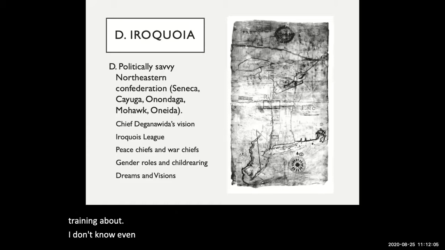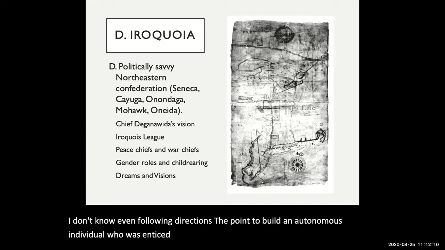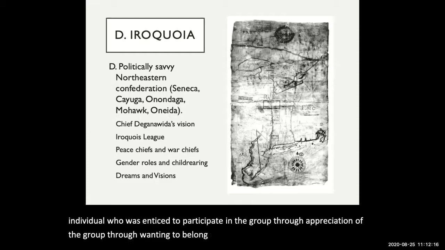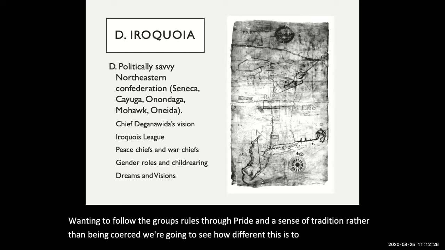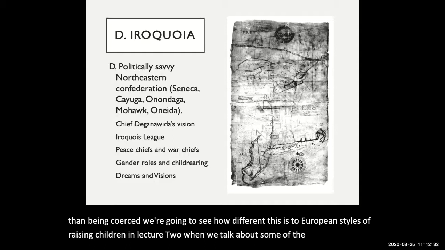The point was to build an autonomous individual who was enticed to participate in the group through appreciation of the group, through wanting to belong, through wanting to follow the group's rules through pride and a sense of tradition rather than being coerced. We're going to see how different this is to European styles of raising children in lecture two when we talk about some of the exchanges of people, personnel that took place between indigenous groups and the Europeans.